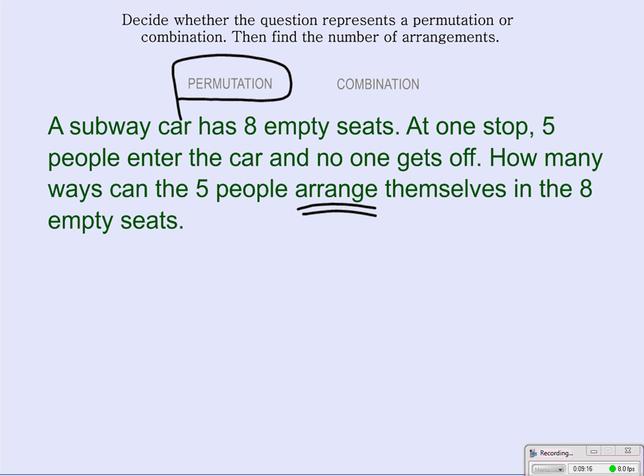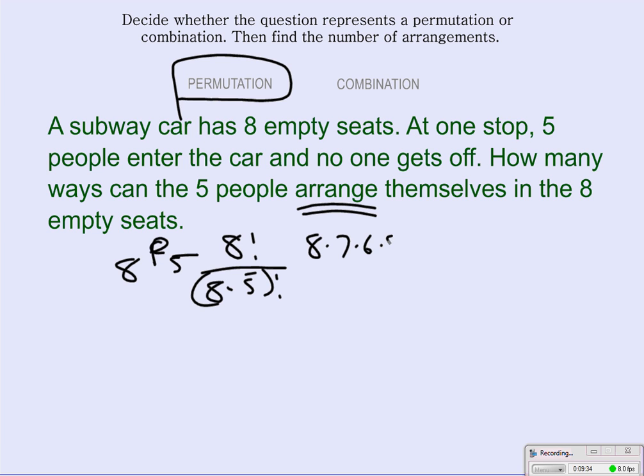If you get on there first, you get to choose one of the seats. Once you choose your seat, nobody else gets to sit there. So it's like out of 8 seats, P5. So it's 8, 7, 6, 5, 4, 3, 2, 1.